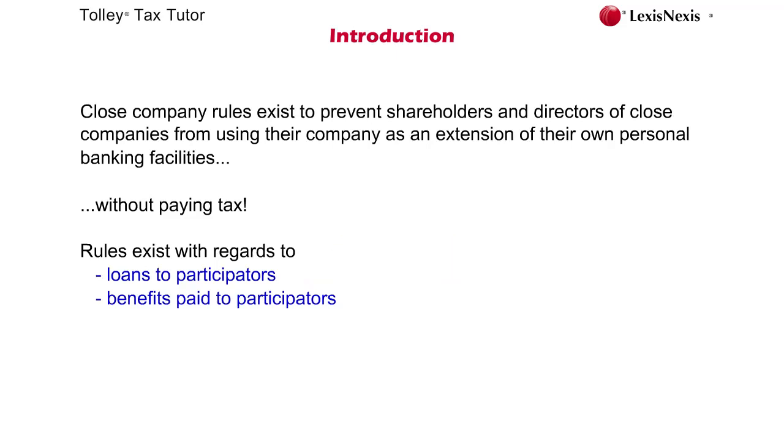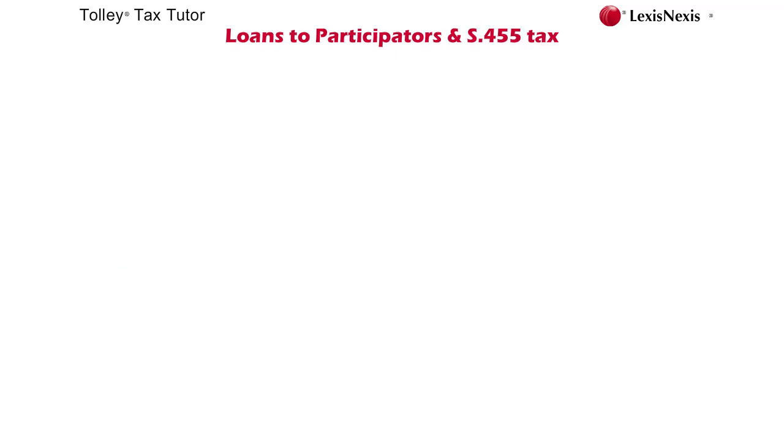In this lecture, we are going to look at the loans to participator rules, which we expand on in part 2, when we also look at the benefits to participators and other extractions of value. Every time a close company makes a loan to a participator of the company, Section 455 CTA 2010 applies to charge the close company penalty tax.